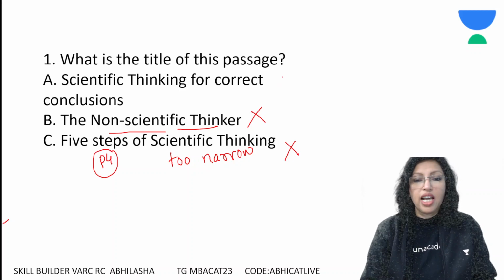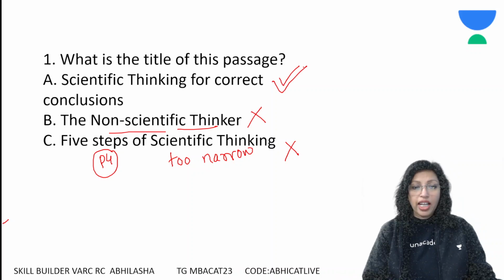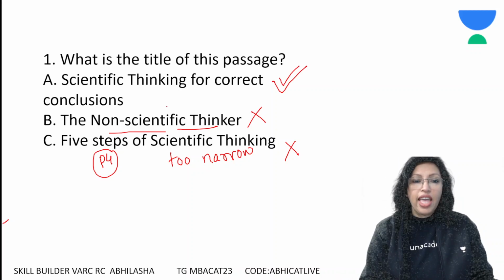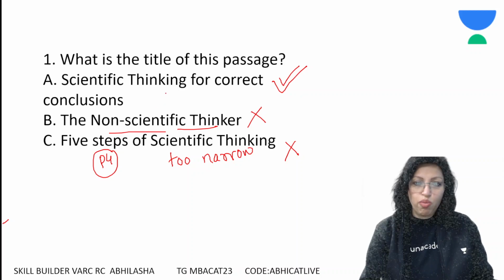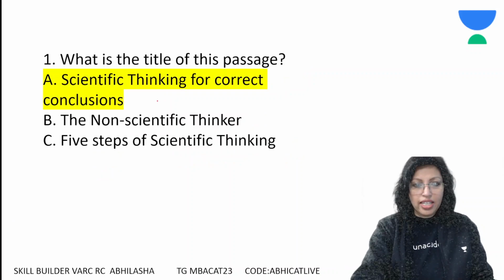So of course, the correct answer is scientific thinking for correct conclusions. If you want correct conclusions, you must go for scientific thinking. And that's what this passage should be, or that's what the title should be here. Okay, I hope you got that.